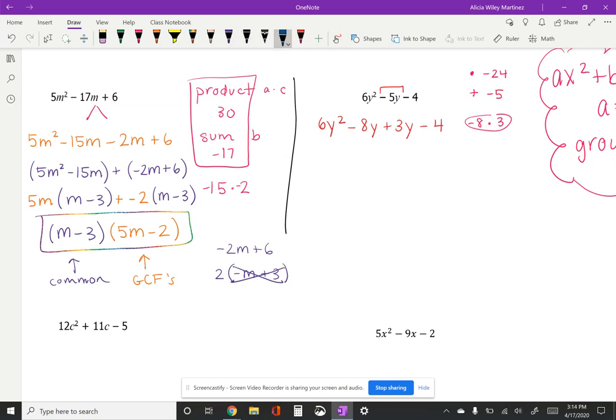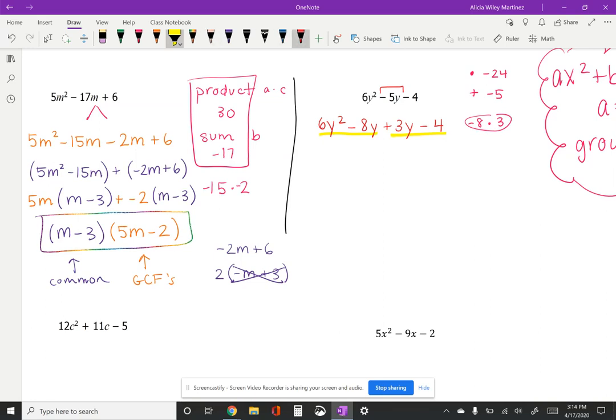Next, I would group the terms together and look for GCFs of the first two of each group. I'm going to skip this step here and show you how you can go directly to this step if you're wanting to do this in less steps. So I know that my two groups are going to be these two numbers and these two terms, right? These two terms and these two terms.